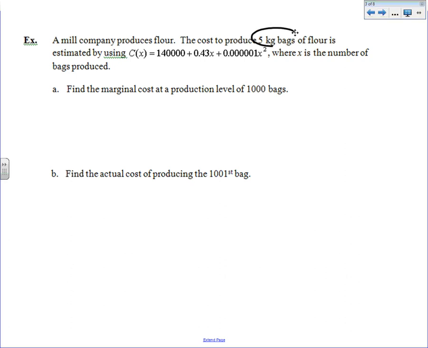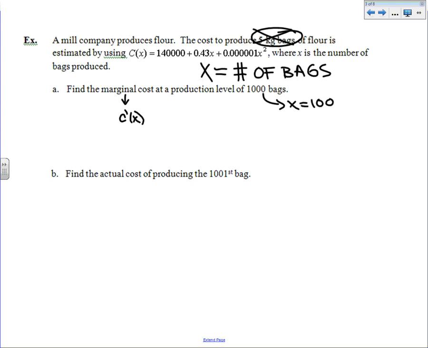This 5 kilogram bags doesn't really matter. That's just the size of the bag. It's always a good idea to think about what the variable represents, and in this case, x is the number of bags produced. We don't really care what size the bags are. So A says the marginal cost, and I'll write that yet again, that marginal cost is c prime of x, and it wants us to do that at a production level of 1,000 bags. So x is 1,000. What that means is that A is essentially just asking for c prime evaluated at 1,000. I hope logically the way that we're going to find that is to find c prime of x and then make a substitution.